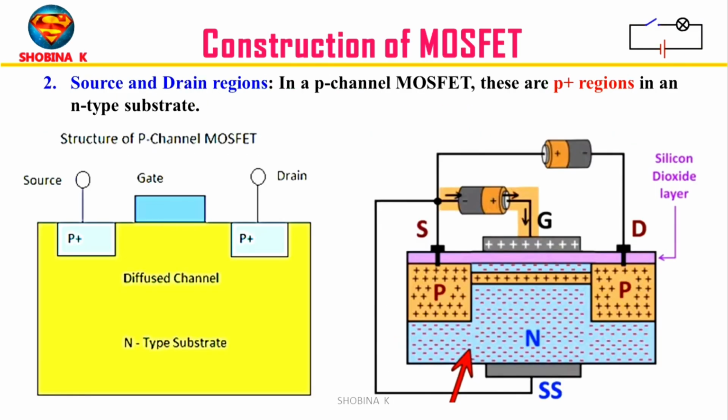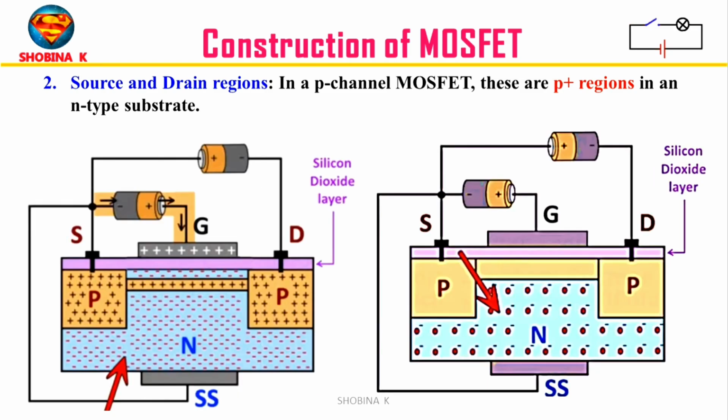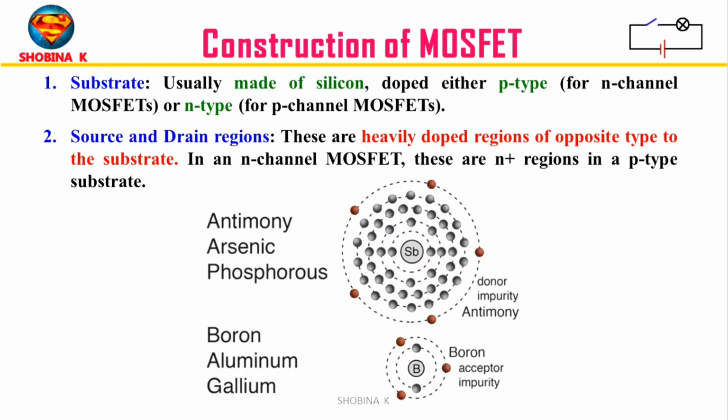P plus means it is a P-type region which is rich in holes. Plus means it is heavily doped. It has high concentration of holes, meaning electrons are missing. Common dopant for P-type semiconductor is boron. It accepts electrons, therefore it creates holes in the structure. So it is called as acceptor atom.